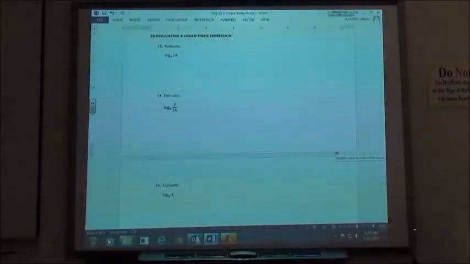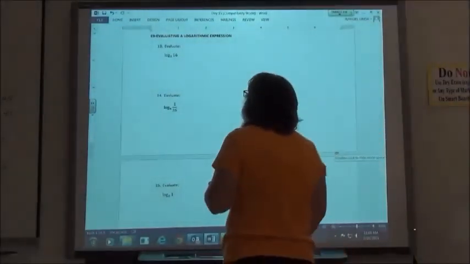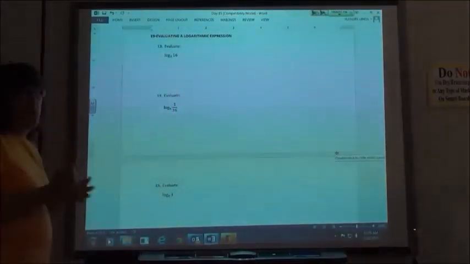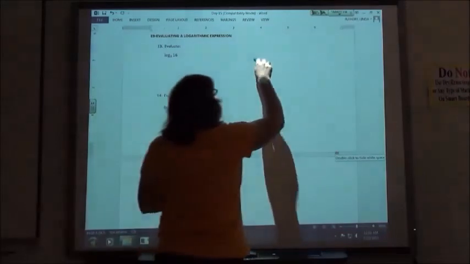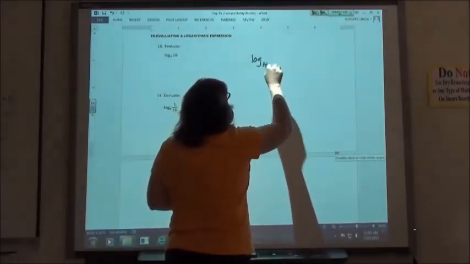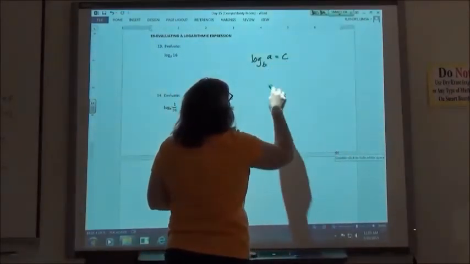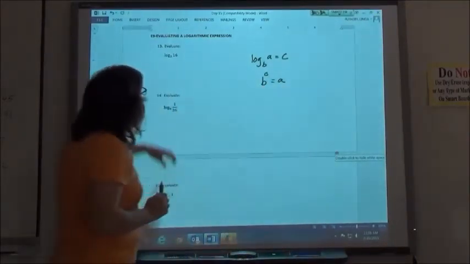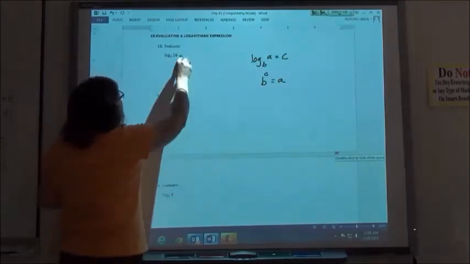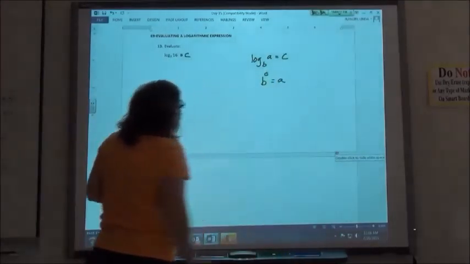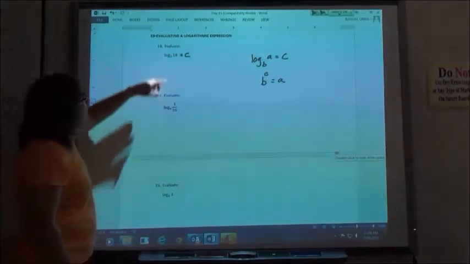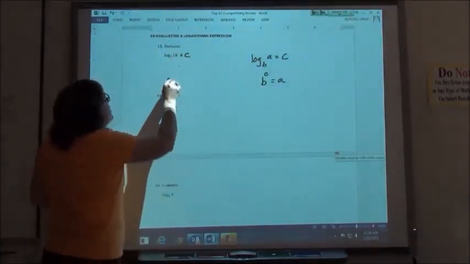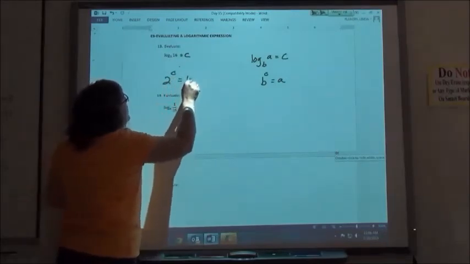So 13, 14, and 15, we are now going to evaluate a logarithmic function. These ones we're going to do without using our calculator. We're going to do it by rearranging them. So again, if I have log base b of a equals c, then b to the c power equals a. So in this case, I'm going to put equals c, just so it looks like my logarithmic function. But what I'm saying is 2 to this power equals 16. So 2 to the c power equals 16.